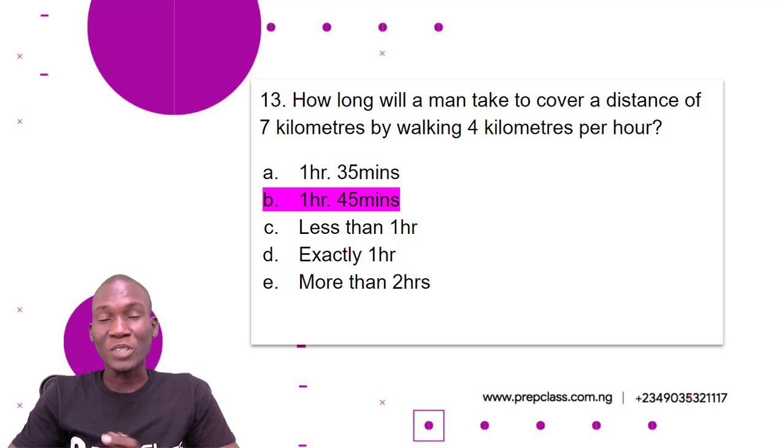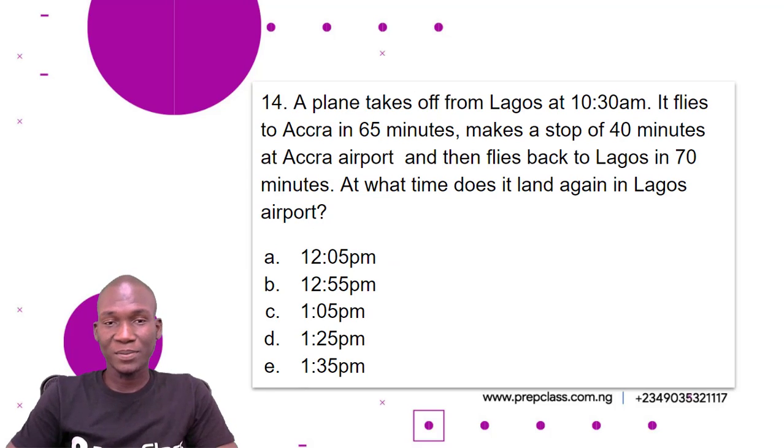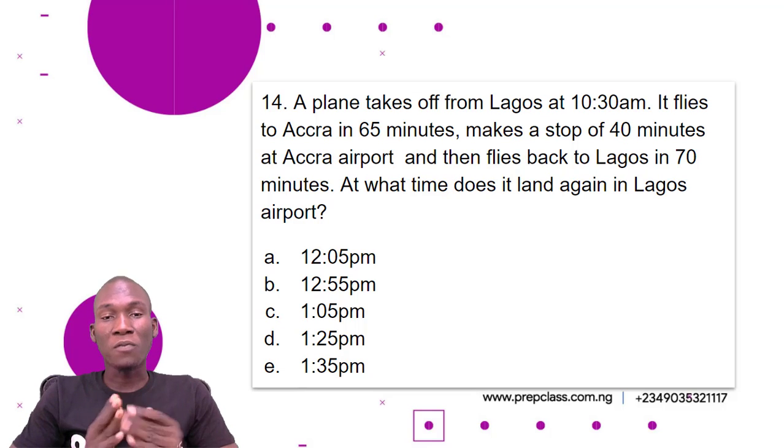Now guys, let's move to the next question, question number 14. A plane takes off from Lagos at 10:30 a.m. It flies to Accra in 65 minutes, makes a stop of 40 minutes at Accra Airport, and then flies back to Lagos in 70 minutes. At what time does it land again in Lagos Airport? A. 12:05 p.m. B. 12:55 p.m. C. 1:05 p.m. D. 1:25 p.m. E. 1:35 p.m.